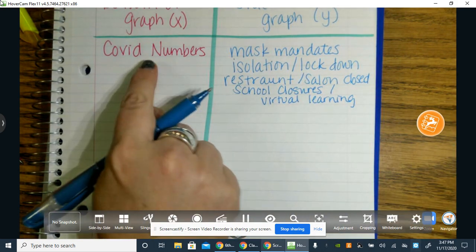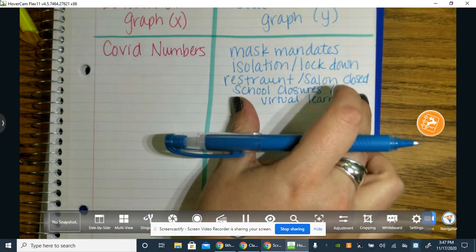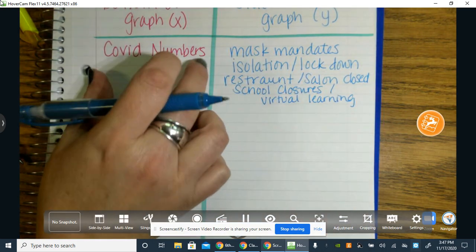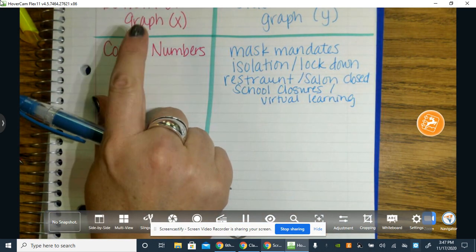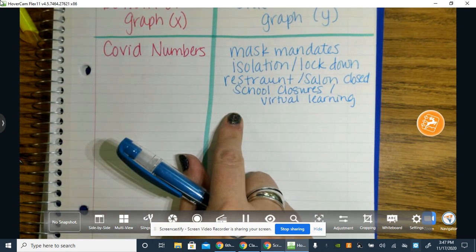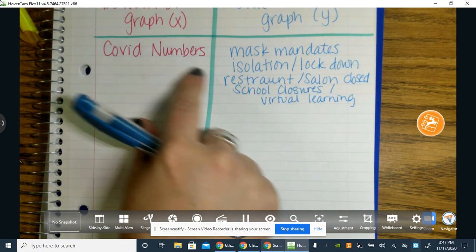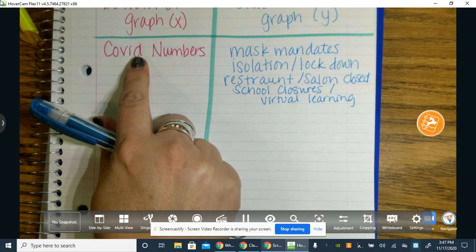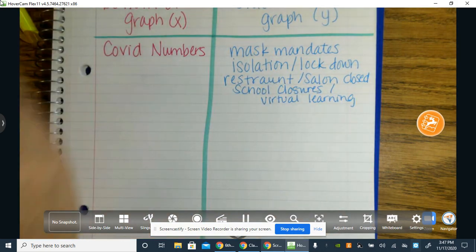All right, so do you see how we have a lot of effects for one thing? So our one thing, which is our independent variable, dictated all of these things. These all depend on what our COVID numbers were. Okay, let's get off of that subject, okay?